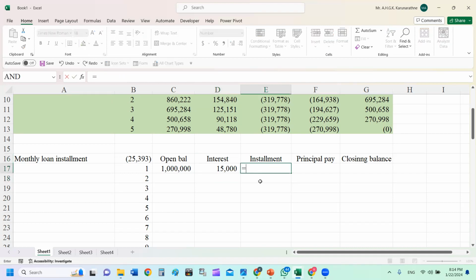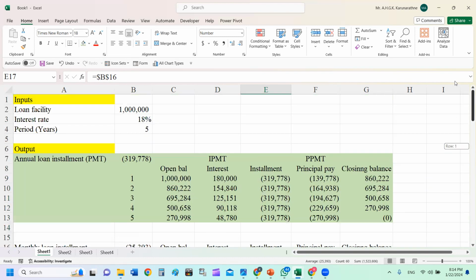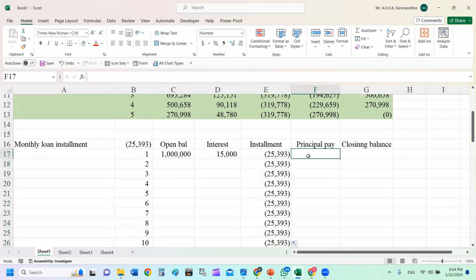Then the installment, very easy, already computed. Make it fixed so that you can drag it. Press F4. Double-click and it automatically takes it to 60, no need to drag. The principal payment is always equal to the difference between the installment and the interest. Enter. Second, even if you pay 25,393, the bank won't deduct your loan by the full installment. Initially they cover the interest first, and only from the remaining balance will they deduct the open balance.